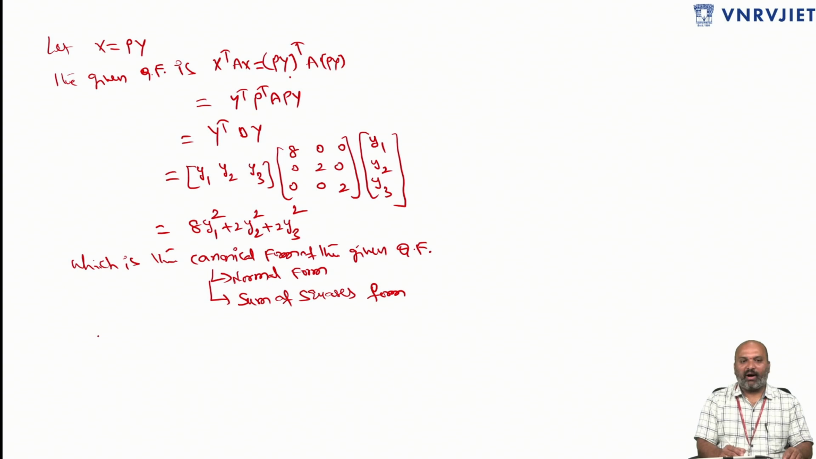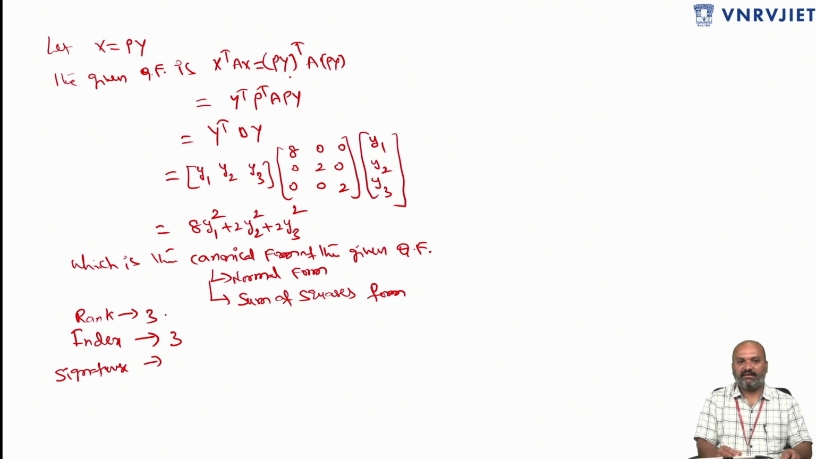Now what is the index? Index is the number of positive terms in the canonical form. How many positive terms are there? 8, 2, 2. All are positive terms, so 3. The number of variables in the quadratic form is 3, and the number of terms in the canonical form is also 3. That means it is a non-singular quadratic form, so r equals n. So first, rank is 3. Index, the number of positive terms, is 3.